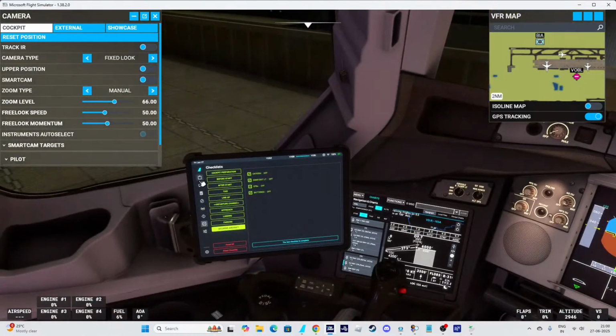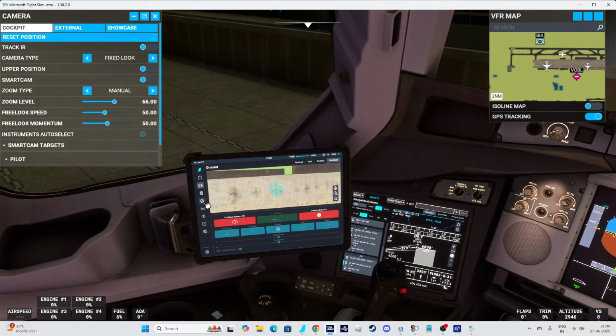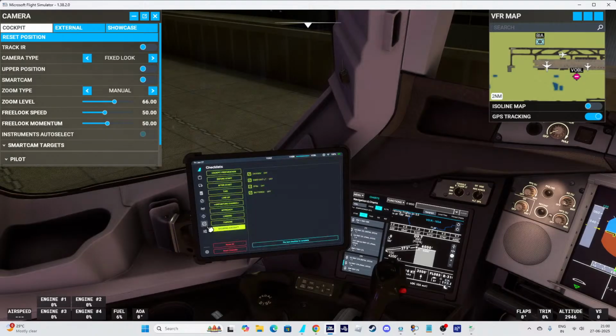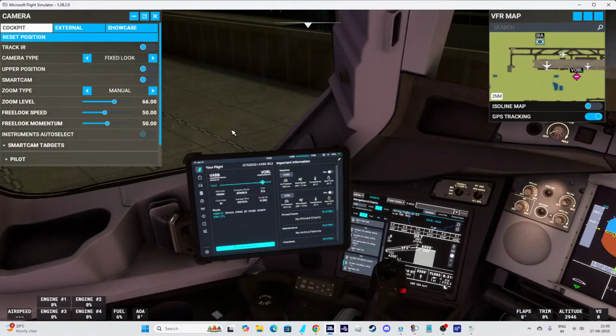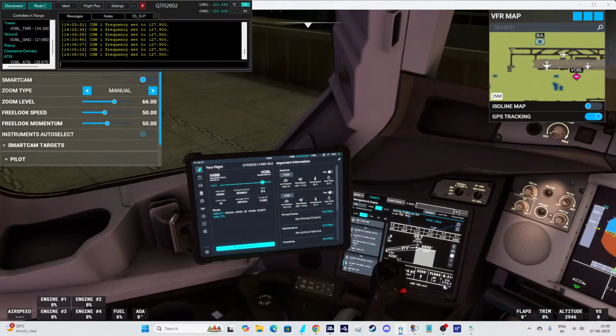Ground, United 495 with 160 souls on board, requesting push and start. United 495, 160 passengers copied. Push and start approved facing north on Mike, QNH 1013. Push and start approved, facing north on Mike, QNH 1013, United 495.